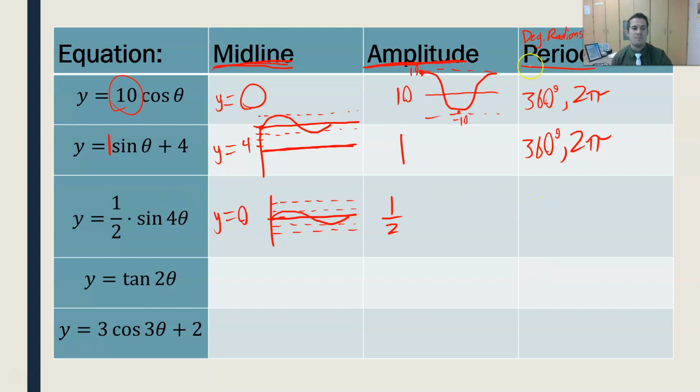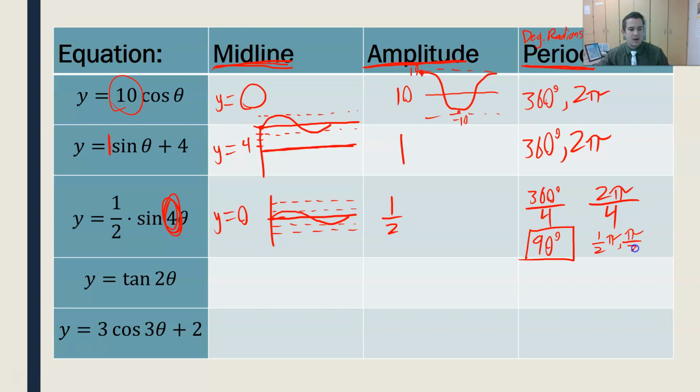And is there a period change here? Well, yes, there is. I have a number being multiplied by theta, the number 4. So in order to find the period, I have to take the parent function's period, which would be 360 degrees, or 2 pi, and I have to divide by 4. Well, 360 degrees divided by 4 is 90 degrees. And 2 pi divided by 4, well, 2 over 4 reduces to 1/2, so it's going to be 1/2 pi, or in other words, pi over 2. That's going to be my period in radians.